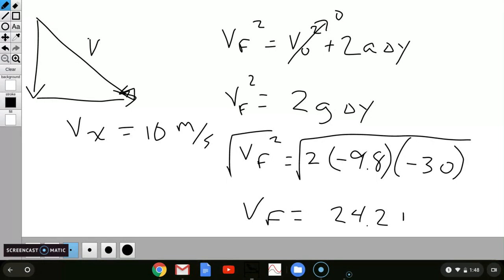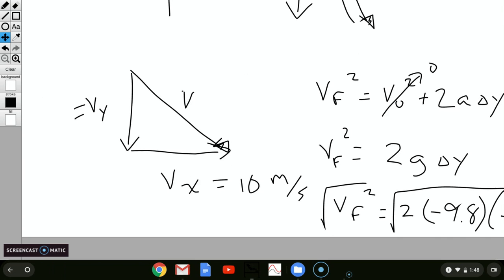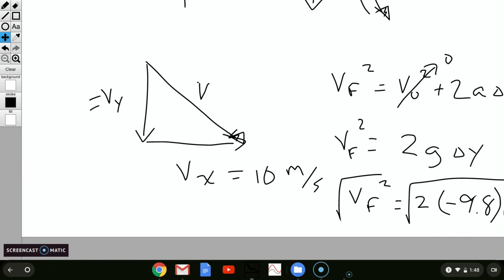Now remember, this is where vertical stuff comes in. Whenever you square root something on your calculator, it only gives you the positive root. It's your job to know better and know that it should be negative. So we come back over here to our vector diagram. It's got an arrow drawn down, so we know that's negative 24.2 meters per second.